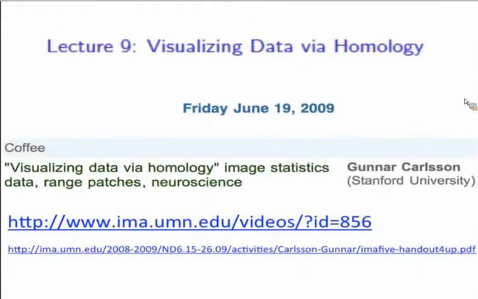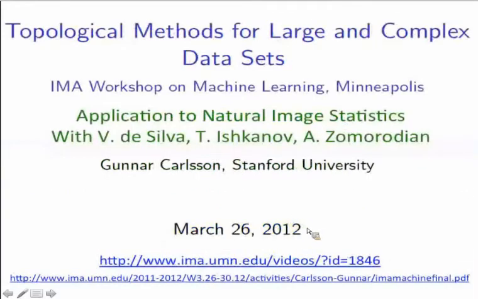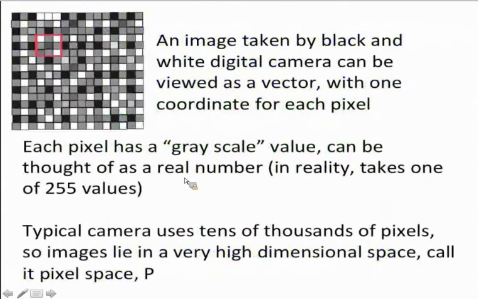Most of the slides for the data are taken from a talk given by Gunnar Carlsson in 2009. I've updated a little bit from 2012, and we're basically covering the applications to natural image statistics by de Silva, Ishkhanov, Zomorodian, and Carlsson. Basically, people like to study images. This is useful if you want to do image compression, or if you want to study how the brain processes images. So there's a variety of different ways of looking at images.